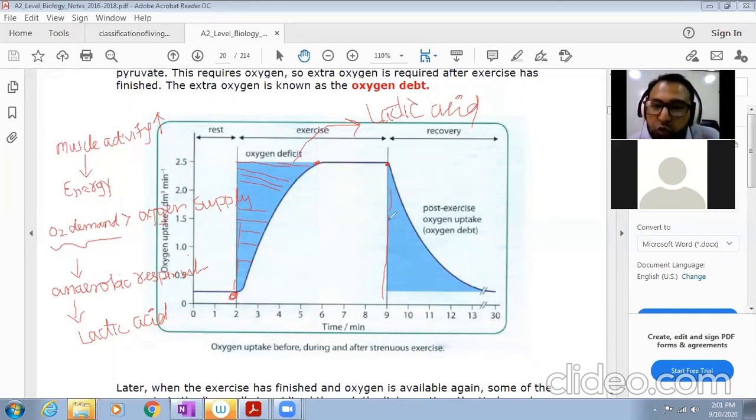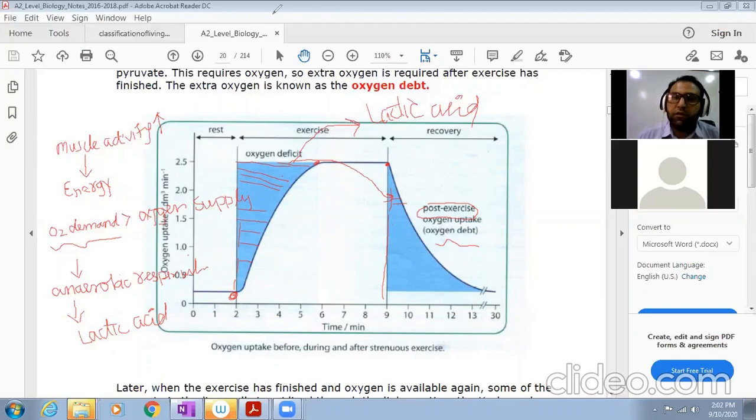Why? In order to convert this lactic acid back into what? Water and carbon dioxide, or to convert this lactic acid back into pyruvate, and after that it will convert back into glucose, and that will be stored by the liver in the form of glycogen. So simply, this extra oxygen, the post exercise oxygen that I'm taking, is for the breakdown of lactic acid into carbon dioxide and water. So that extra oxygen is actually what? Oxygen debt. Is it clear? Post exercise oxygen uptake is oxygen debt.